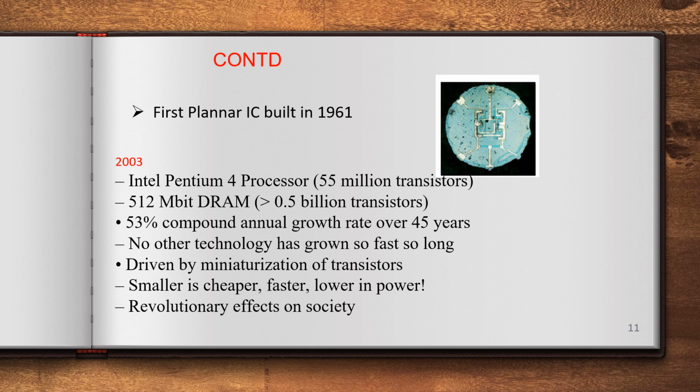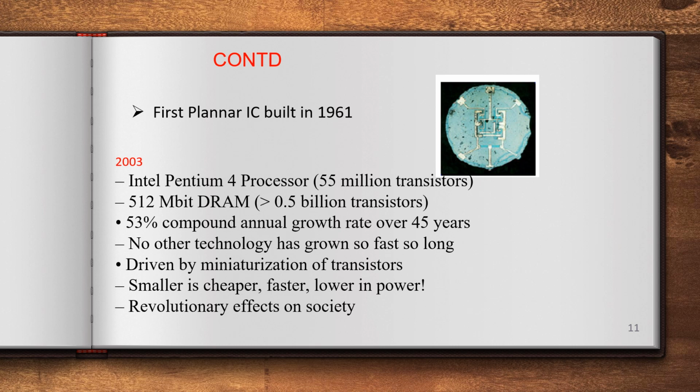The first planar IC, or monolithic IC, was built in 1961. Here, planar refers to the manufacturing process used in the semiconductor industry to build individual components of a transistor and in turn connect those transistors together. A monolithic IC is one in which all circuit components and their interconnections are formed on a single thin wafer called the substrate. In 2003, the Intel Pentium 4 processor was fabricated using 55 million transistors. A 512 megabit dynamic RAM is fabricated using more than 0.5 billion transistors.